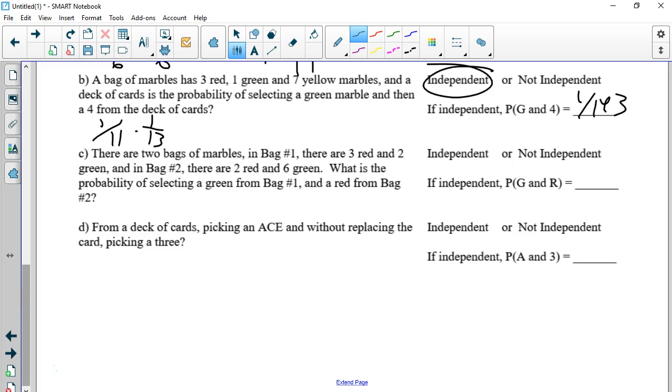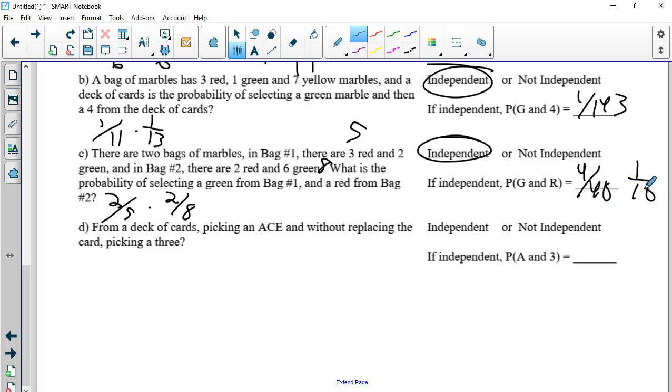C. We got 2 bags. Okay? We got bag 1, there's 3 and 2, so that's 5. And then this one's 6 and 2, so that's 8. Well, on this one, what's the probability of selecting a green from bag 1 and a red from bag 2? Separate bags, no effect on each other, independent. So there are 2 green, right? Yeah, 2 green out of 5. And there's a red from bag 2. There's 2 red out of 8. Now you could reduce that to 1/4. Either way, you're going to get 4 over 40 or 1 over 10. I would accept either answer.